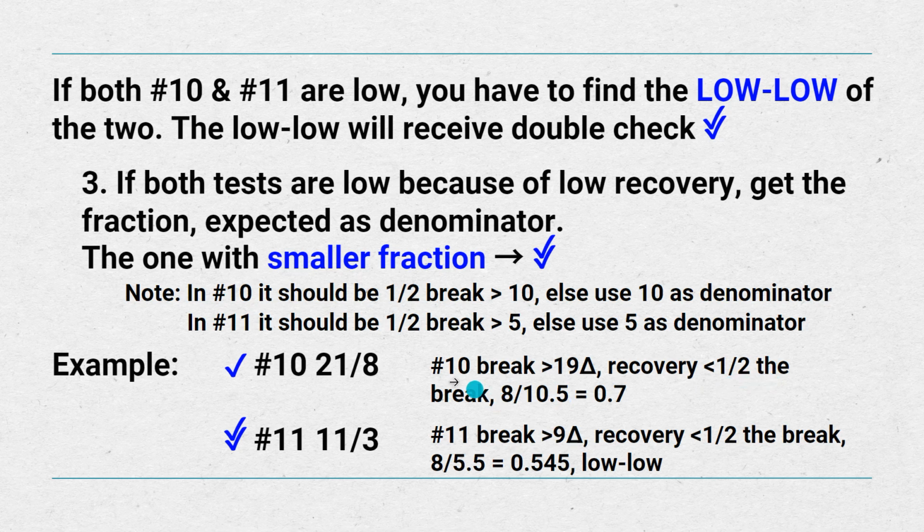So magkuha ta sa 1/2 the break kining 21, 10.5. So ato na siya magamit ang kining naa sa note. So in number 10, it should be 1/2 break is greater than 10. So since kining 10.5 nato na value is greater than 10, so ato ra na siya ma-use as is nga ri sa denominator. So 8 divided by 10.5 is equal to 0.7.